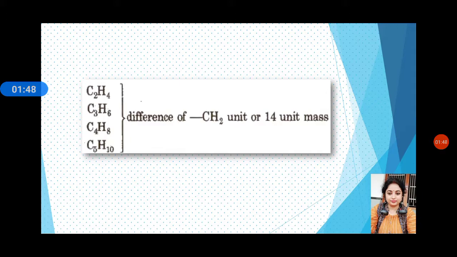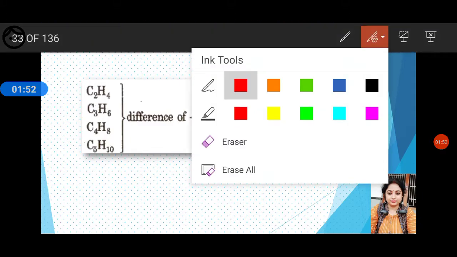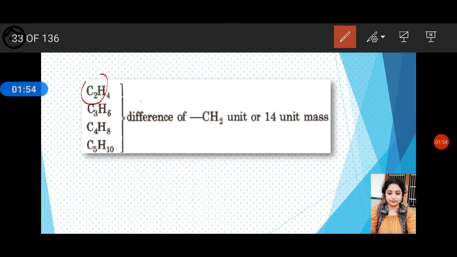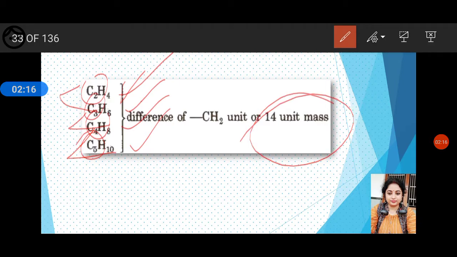See here, C2, C3, C4, C5, with hydrogens attached: C2H4, C3H6, C4H8, C5H10. In every successive member, you can see the difference of a CH2 unit. That is 14 units of mass.